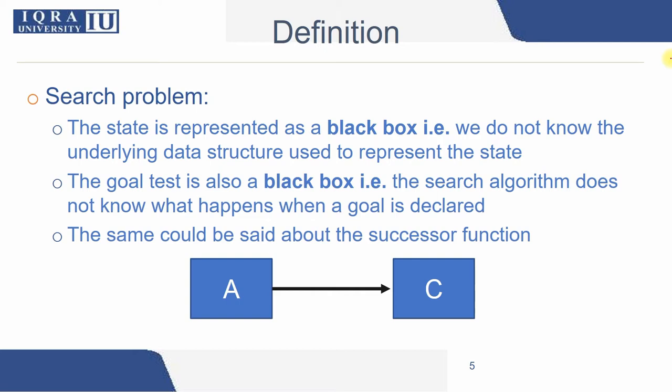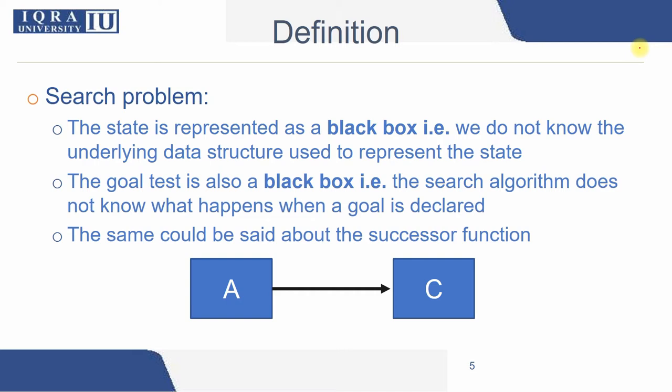Similarly, the goal test is also a black box. The search does not know what happens for the goal to be found. There is no information about what happens when the goal test passes and what happens when it does not pass. The same could be said about the successor function. It is also a black box. So again, I do not know how to generate the new successors, or what happens when a new successor is generated. This is a typical difficulty that we face when encountering a search problem.